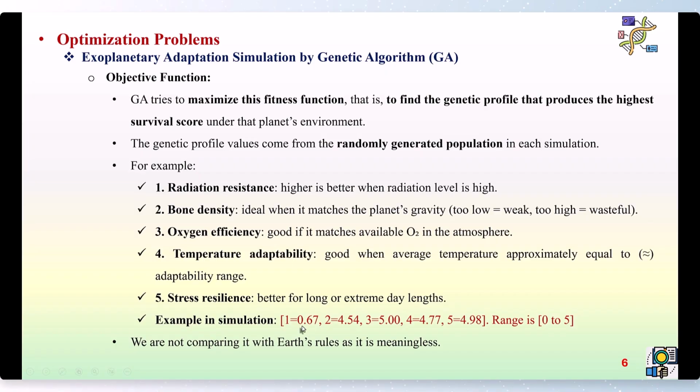0.67, a little bit of mutation happened for radiation resistance. Or here, 4.54 for bone density, means a lot of mutation happened. Again, I will emphasize that a higher mutation level doesn't guarantee the best candidate solution or the best result.